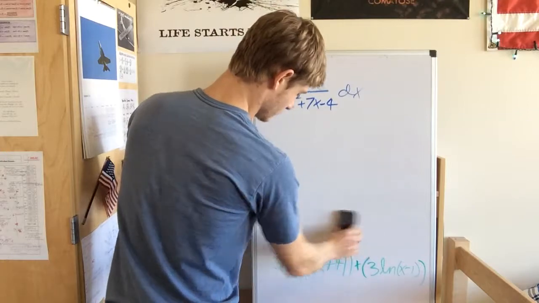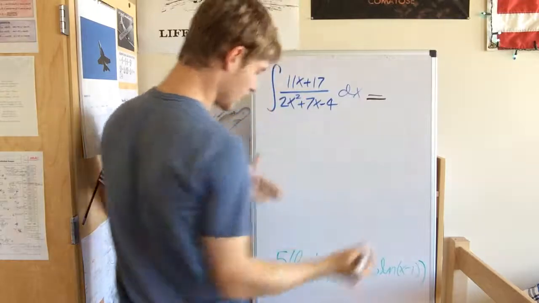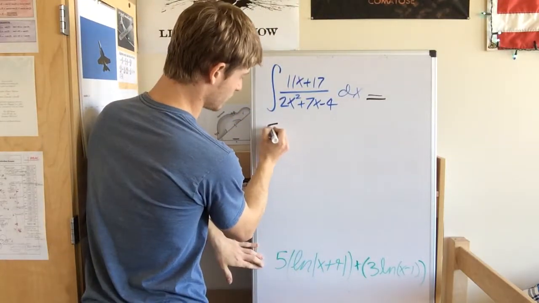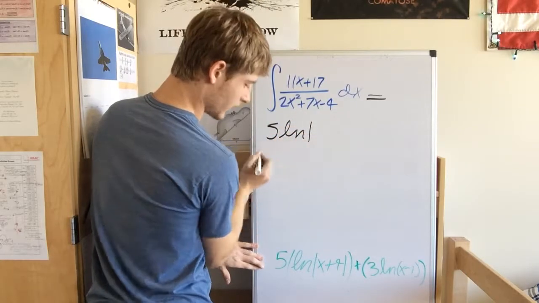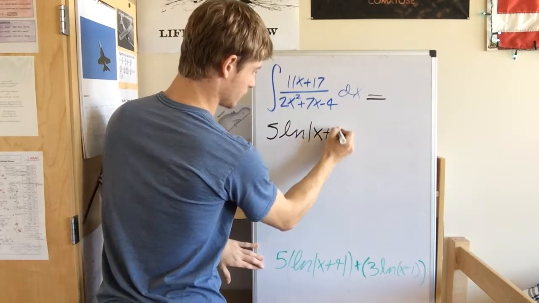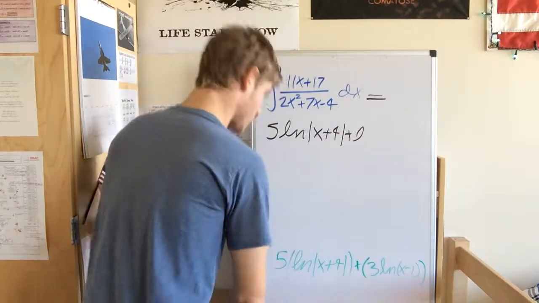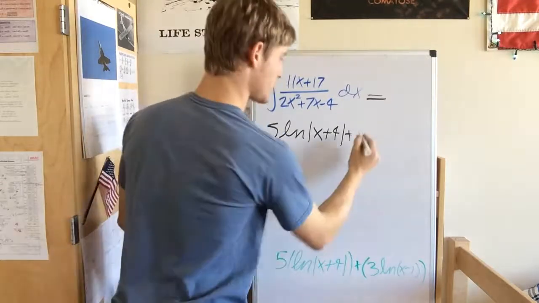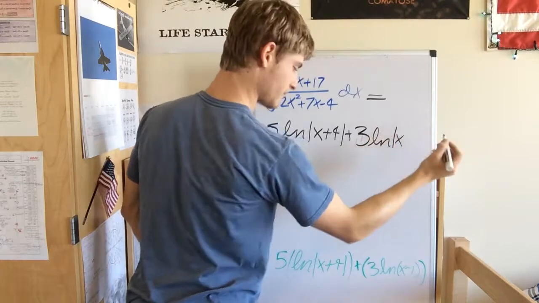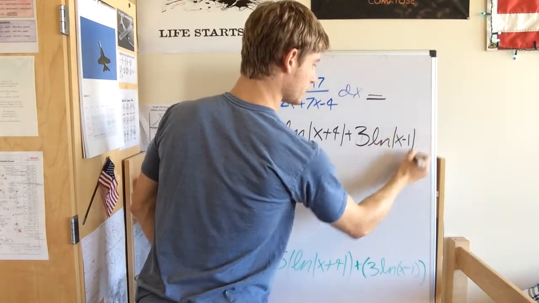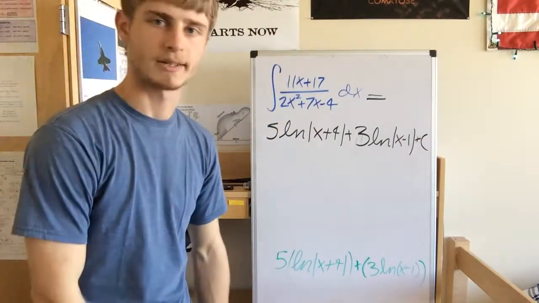So from that, we can say that this equals this. So we're going to have 5 natural log of x plus 4, plus 3 natural log of x minus 1, plus c. And that plus c is just some arbitrary constant. We don't know what it is. It doesn't matter.